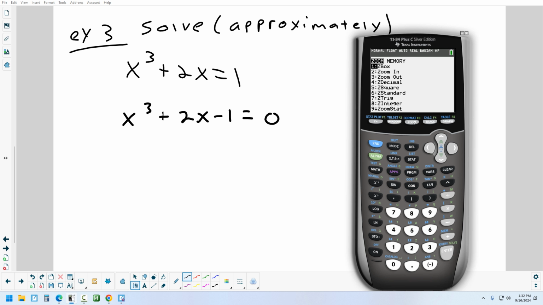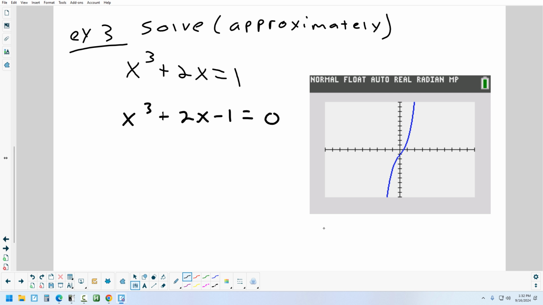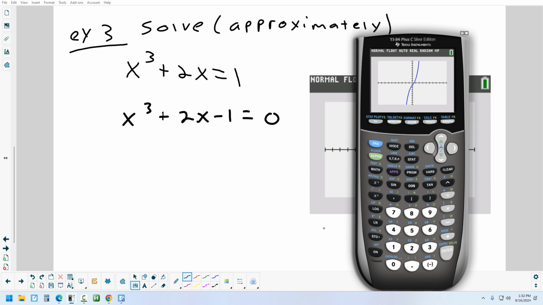Again, I'm going to do zoom 6. I don't think I changed my window at all, but just in case. It's a cubic, so we know it could cross up to 3 times. But how many times did this one cross? The x-axis? 1. Yeah, it just crossed once, and that's fine. Sometimes that happens. Looks like it's about 0.5, but we want to find where it is exactly.